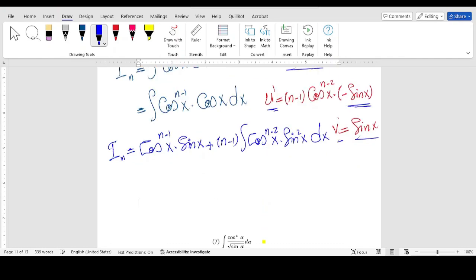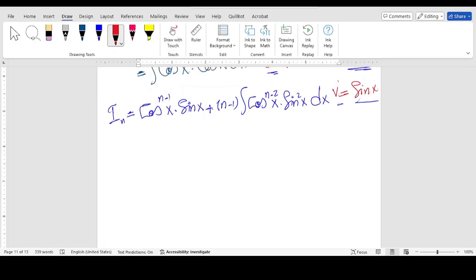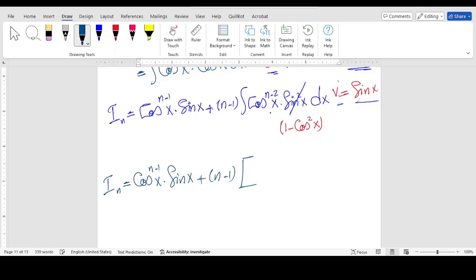Replacing the sine squared, sine squared will be 1 minus cosine to the power 2x. So In is cosine to the power n minus 1 x times sine x plus n minus 1 multiplied by cosine to the power n minus 2 times 1, this cosine to the power n minus 2, which is I n minus 2, minus cosine to the power n minus 2 times cosine squared, this cosine to the power n, which is the integration of In.